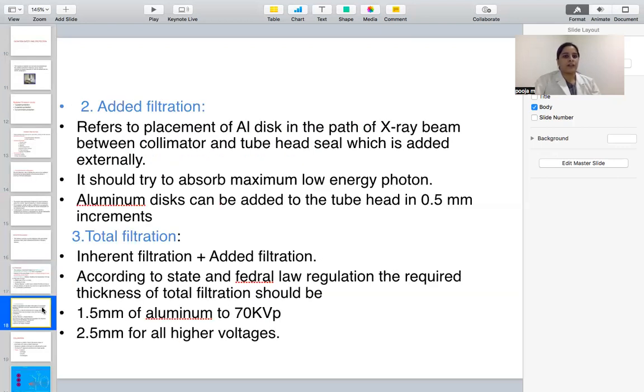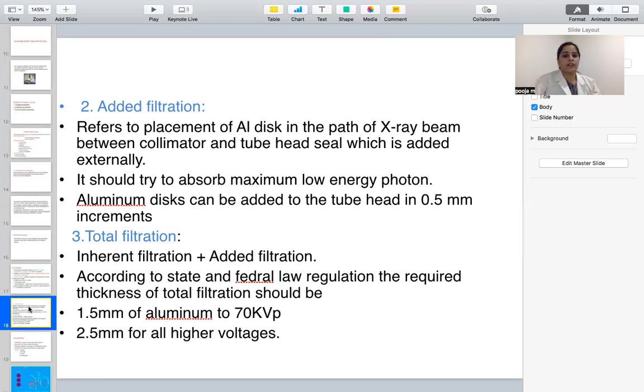So coming to added filtration, it refers to the placement of an extra disc of aluminum, with a thickness of 0.5 mm. So this aluminum disc can be added to the tube head with an increment of 0.5 mm, so that it can be placed in the path of the X-ray beam, between the collimator and the tube head seal, so that it absorbs all the low energy photons. So what is total filtration? Total filtration is nothing but the sum of both added and inherent filtration.